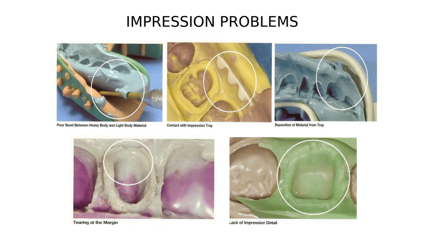Tearing at the margins: we can see that the margin is not accurate in that picture with the purple light body material. If we continue with this case, the margin is going to be open. That's a big problem. The same in the next picture, where the margin is not very well visible. In a case like this, the dentist has to put a cord to separate the gum from the margin, so the margin is more exposed, and then when he takes the impression, the margin shows up in the impression material more accurately.